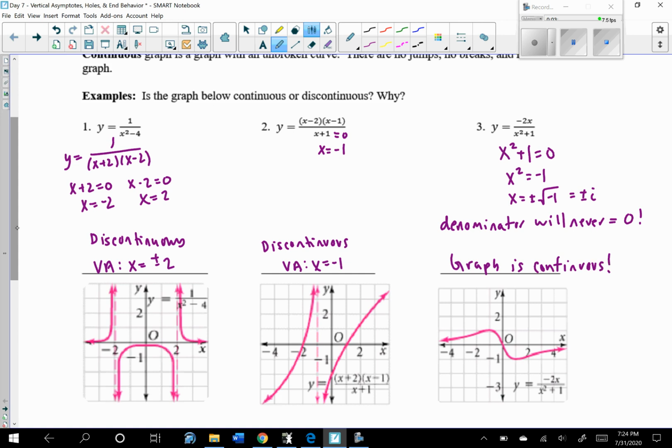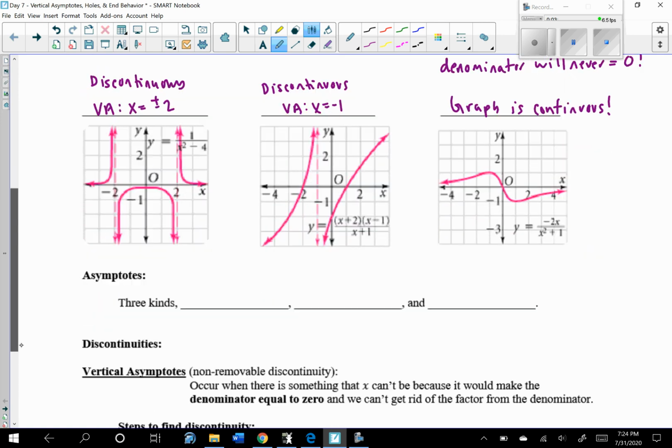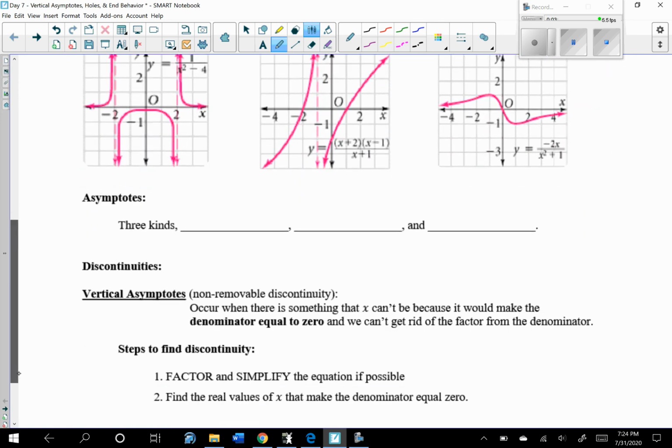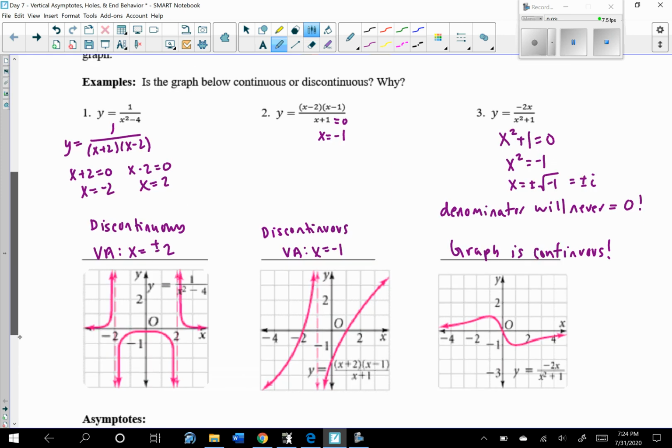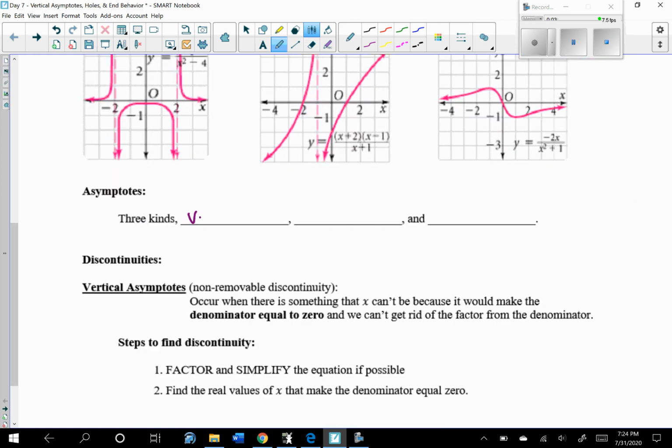Okay, so let's go ahead and move down to asymptotes. We've talked about asymptotes before. They're the line the graph approaches but does not cross or touch. And so we're going to talk about 3 different kinds of asymptotes in this section. We're going to talk about vertical asymptotes. We are going to talk about horizontal asymptotes and slant asymptotes.